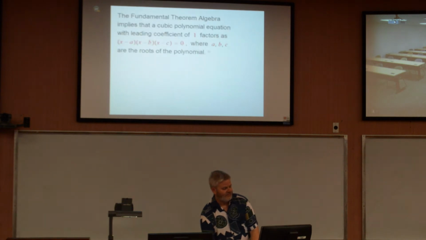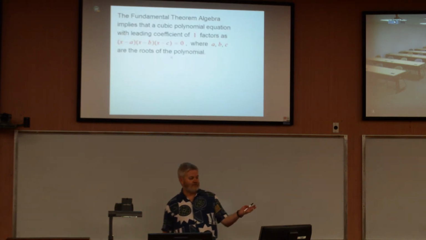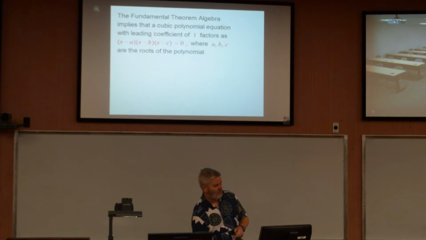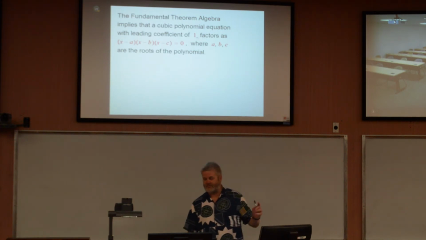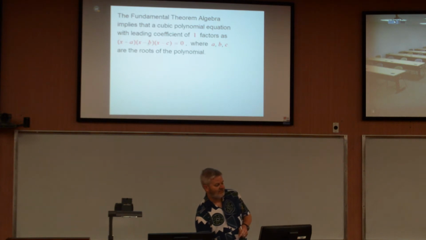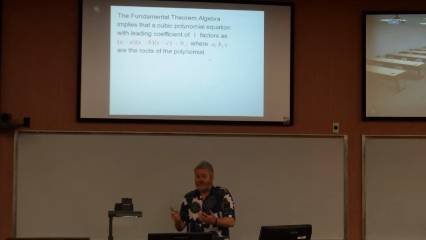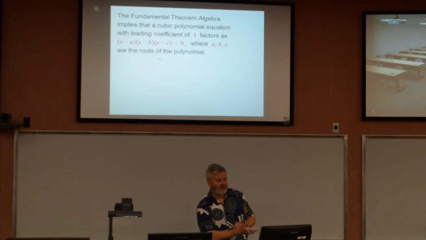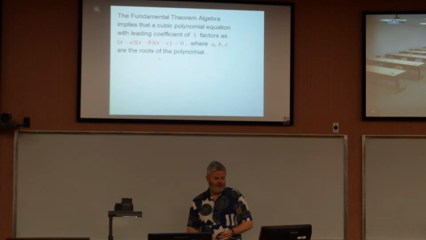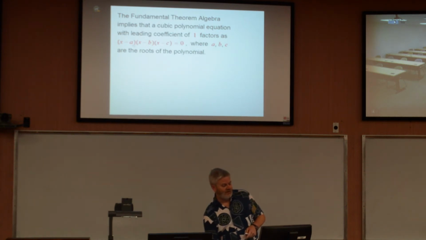All right, so the fundamental theorem of algebra implies that a cubic polynomial equation with leading coefficient of 1, that's the coefficient of the x cubed, will factor as (x minus a) times (x minus b) times (x minus c), where a, b, and c are the roots of the polynomial. If you knew the roots, it would actually factor, right? That's what I was saying about polynomials. If you have a root, say a, then x minus a will be a factor, and same with b and c.